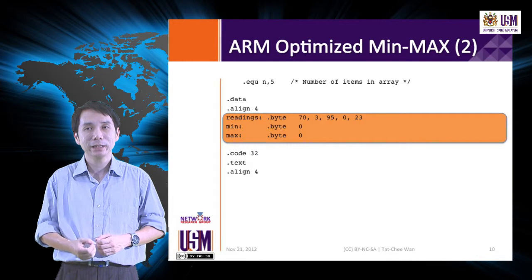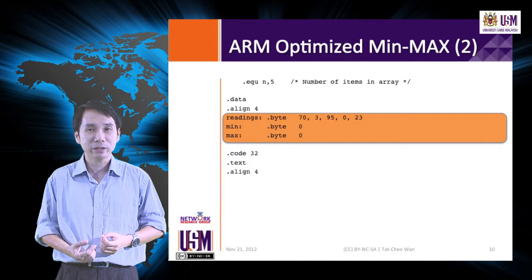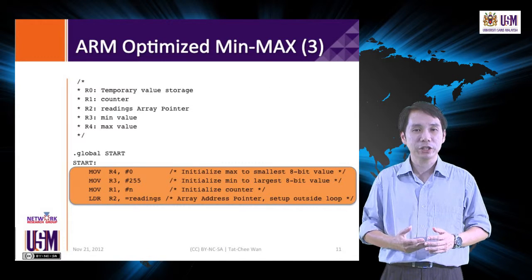Next, we look at the data array declaration. Here we have three different data items. The first is readings, which is an array of byte size having the values 70, 3, 95, 0, and 23. These are just some sample values that we use for illustration. Secondly, we also have the values for min and max, which are also 8-bit values declared in the data section of the program. Next, we will look at the register allocation.